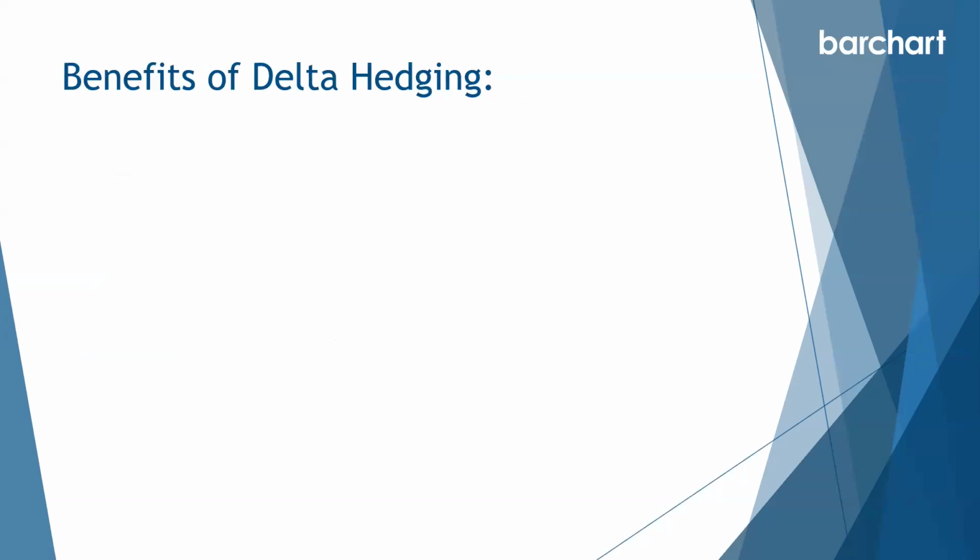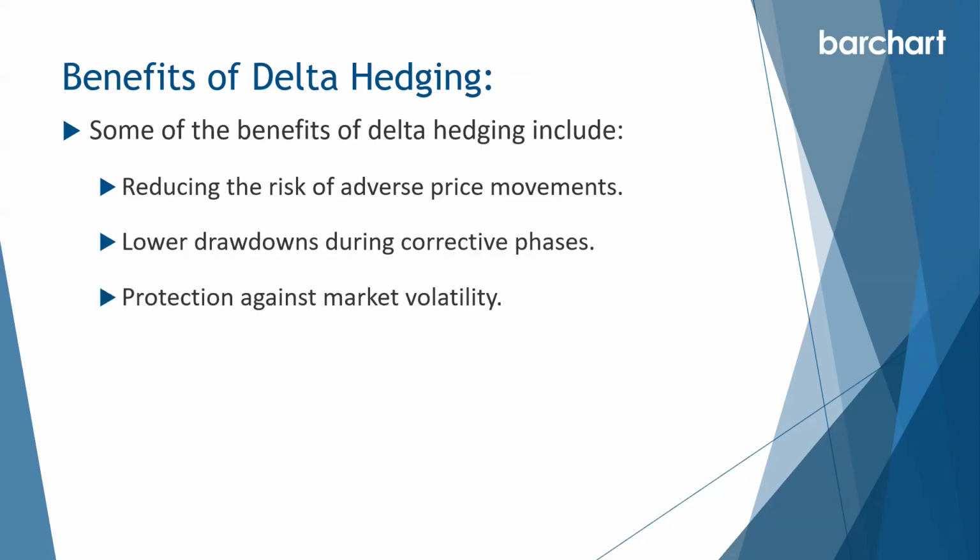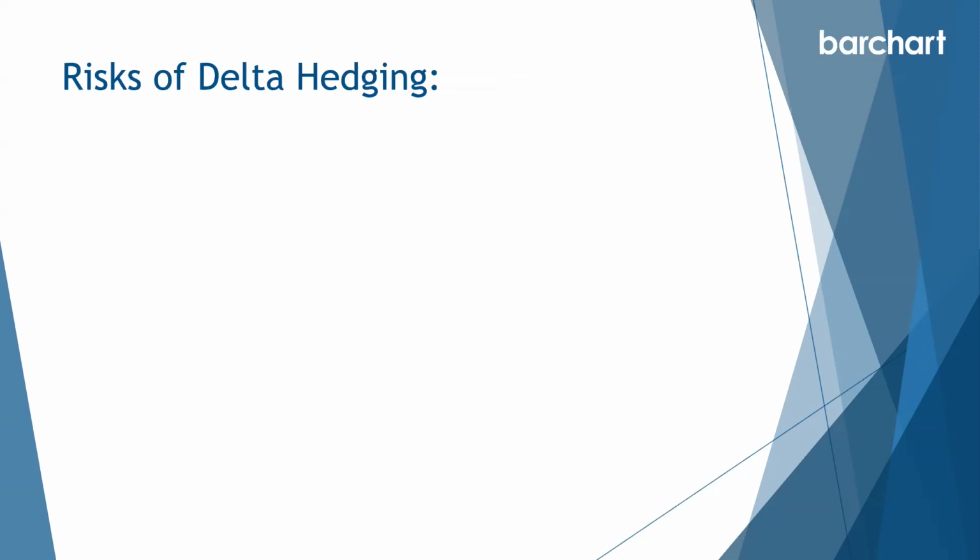So now that you know how to delta hedge, what are some of the benefits of delta hedging? Firstly, we're reducing the risk of adverse price movements. We'll have lower drawdowns during corrective phases. We can protect against market volatility. What are some of the risks of delta hedging?